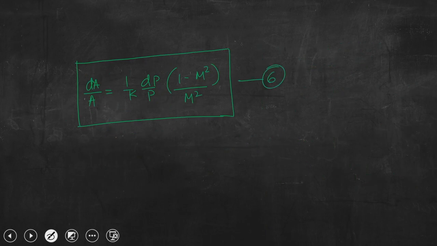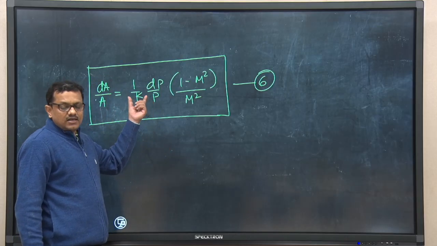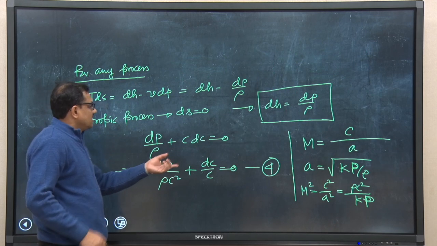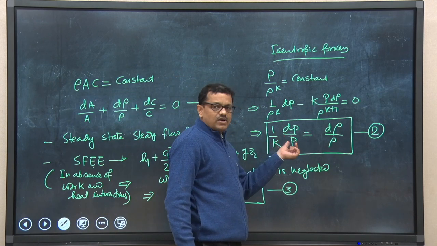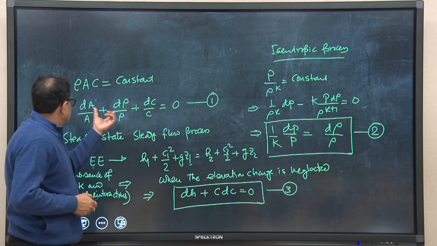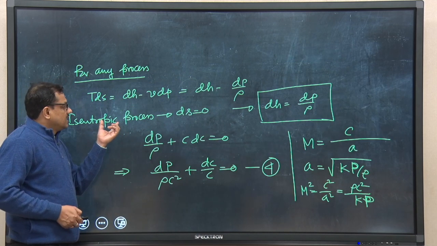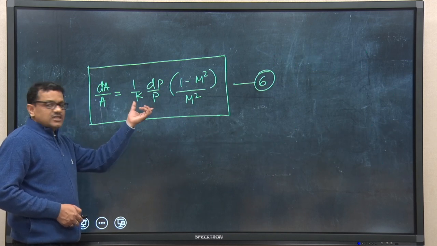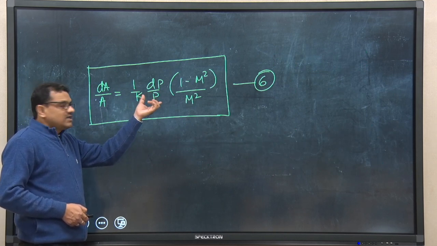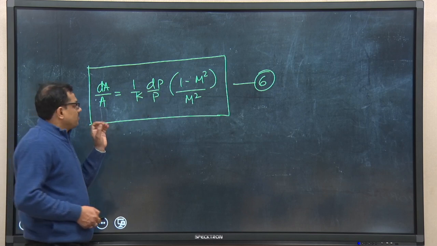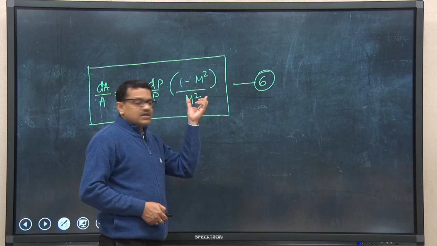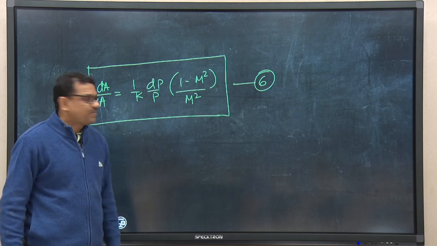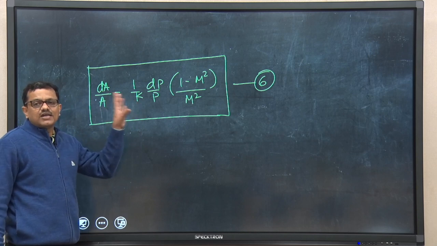This is the equation we wanted to derive in today's class, because we can see that though we could write dc by c in terms of this quantity, and d rho by rho using this quantity, finally, we have written da by a using the expressions of dc by c and d rho by rho in this form. The quantities on the right hand side are known, because we know the Mach number, and this k is also known because that is the index of expansion of the isentropic process, and we also know the pressure drop that we are going to have.